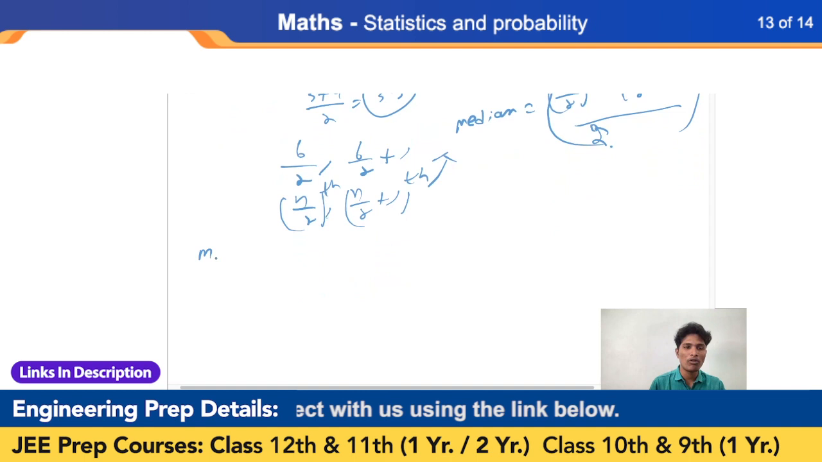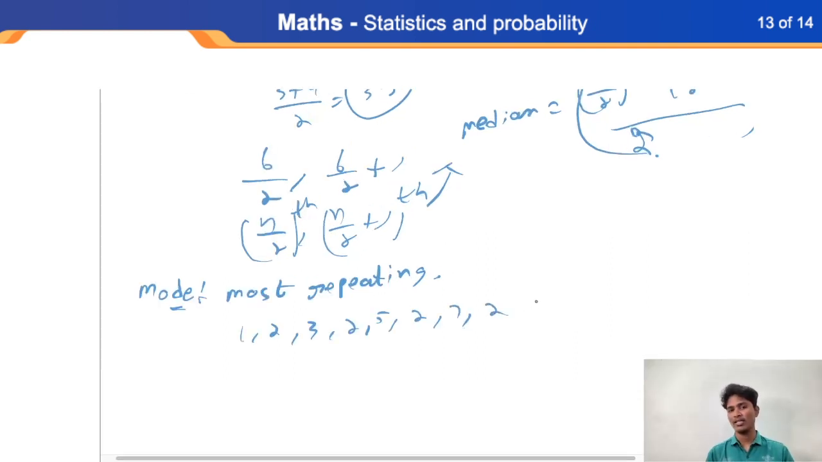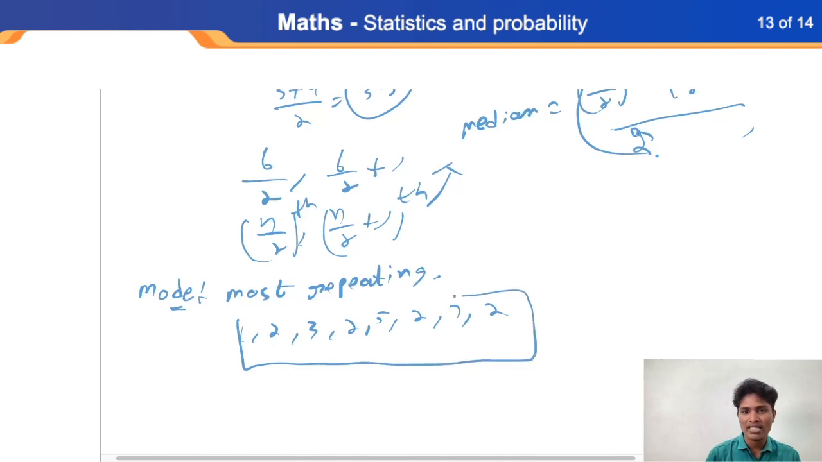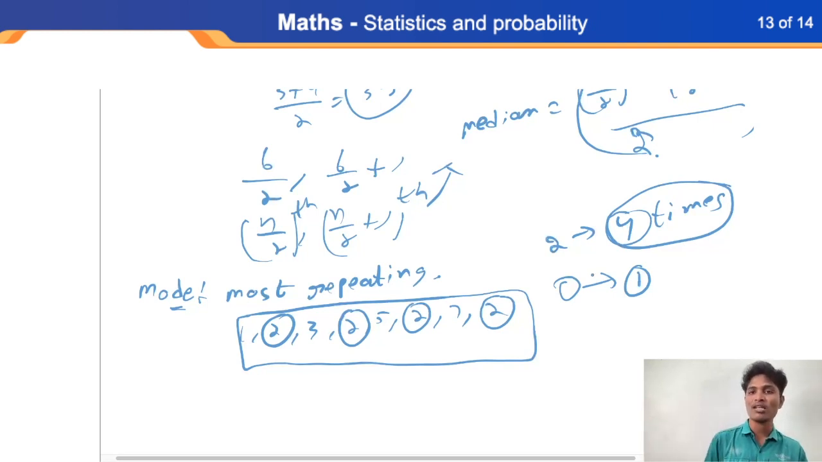Now comes an important topic, that is mode, the third central tendency. The mode is the most repeating value in the observations. Suppose I take 1, 2, 3, 2, 5, 2, 7, 2. In these observations, tell me which observation is repeating many times. If you observe carefully, 2 is present four times, but the remaining observations are repeated 1 time. So 2 is repeating more than the remaining values. That term is called mode. So here mode is equal to 2.